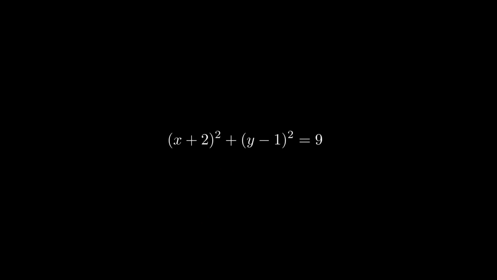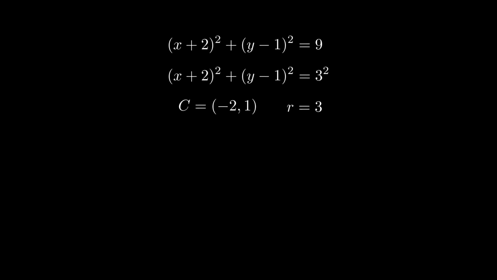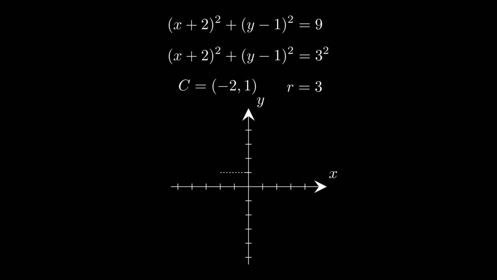Okay, this equation is a bit more detailed, but it's much easier to identify the center and radius. 9 equals 3 squared. The circle's coordinates are -2, 1, and the radius is 3. To plot the circle, connect all the points that are exactly 3 units away from the center. That will form the circle. There we go.